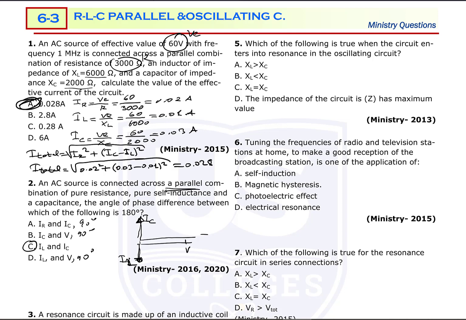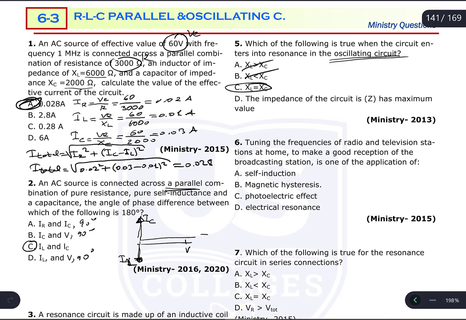Question number 5. Which of the following is true when the circuit enters into resonance in an oscillating circuit? There are two types of oscillating circuit. One of them is the series, the other one is parallel. But choice C is correct for both series and parallel. A and B are correct for none of them. That's why A and B can be cancelled directly.